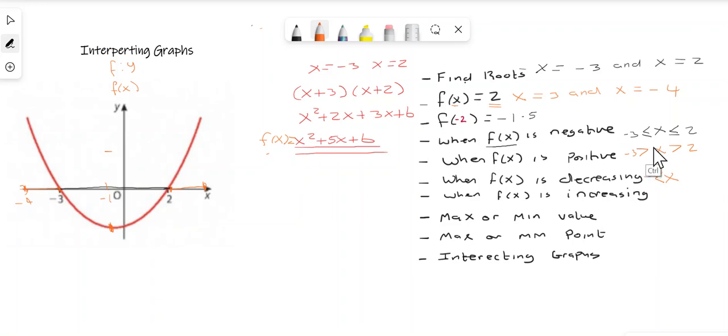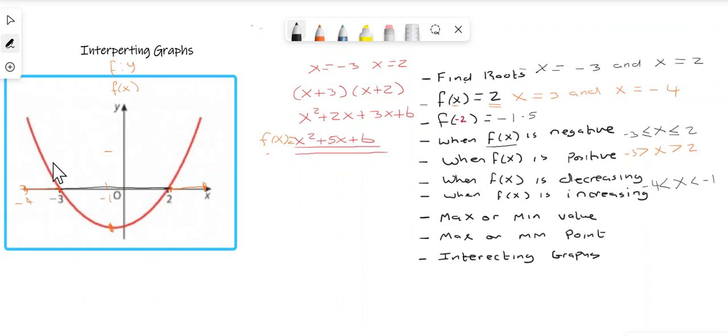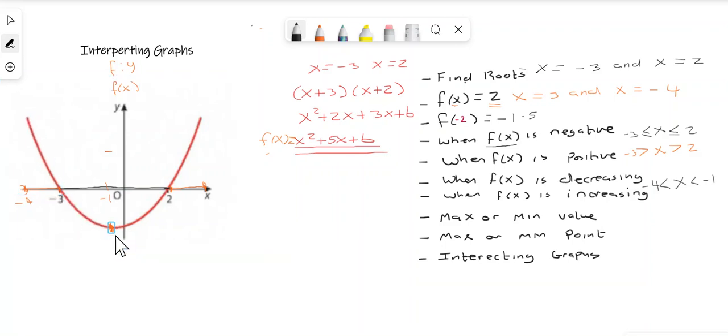So the function is decreasing when x is greater than -4 and all the way right up to here where x is less than -1. Okay, so that's going to include all the x values from here all the way to here, because what's happening is the y value of the function from here to here is decreasing.